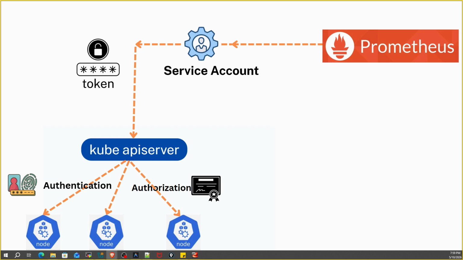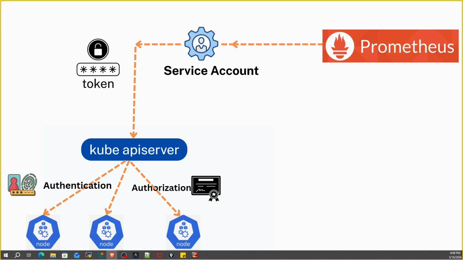Once authentication is successful, the next step is authorization. Authorization simply means what actions is the application allowed to perform and on which resources. Now, in our case, the monitoring application needs access to node metrics, but node metrics are cluster scoped resources in Kubernetes.